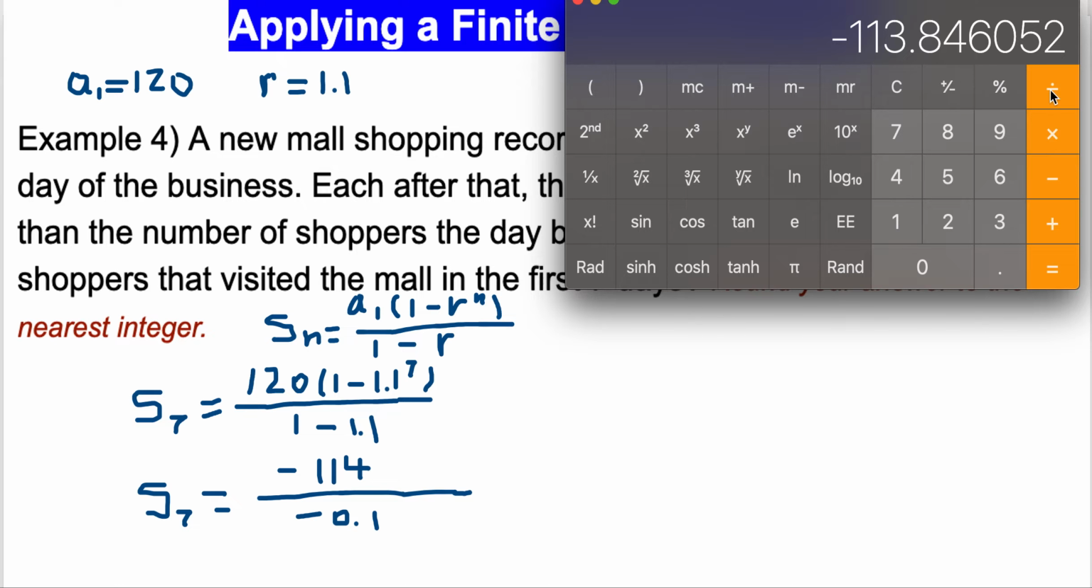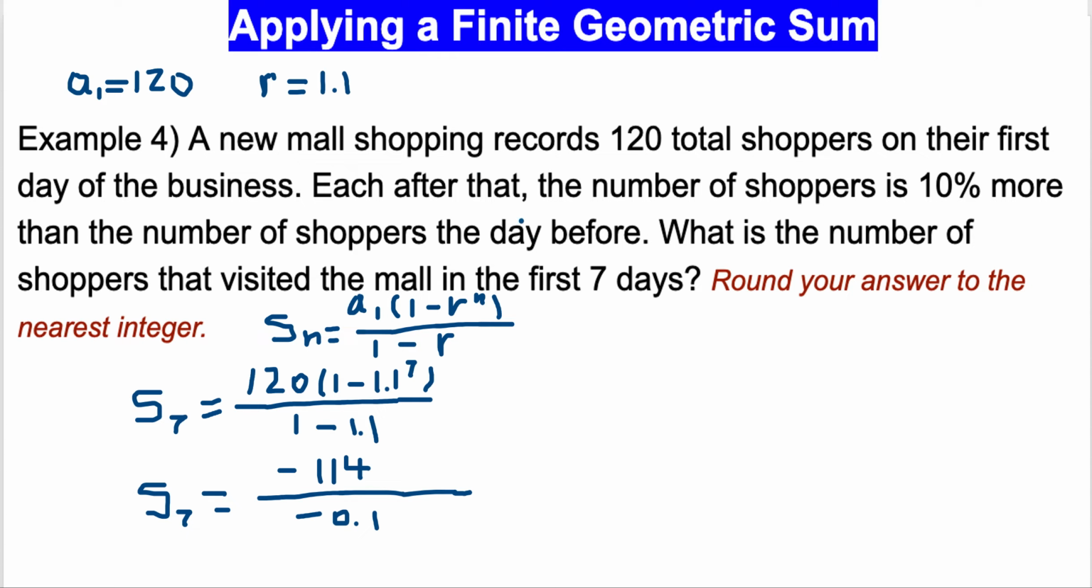And this number here, the one I had originally, I divide by negative 0.1. It is a negative. And I get the result: 1138.